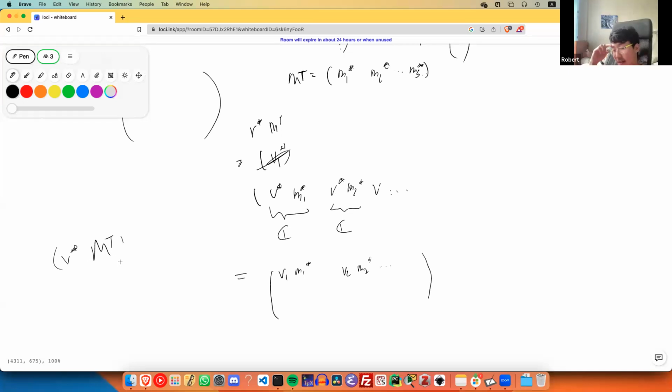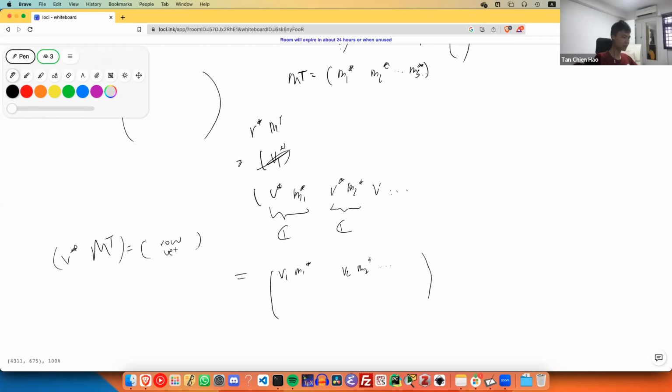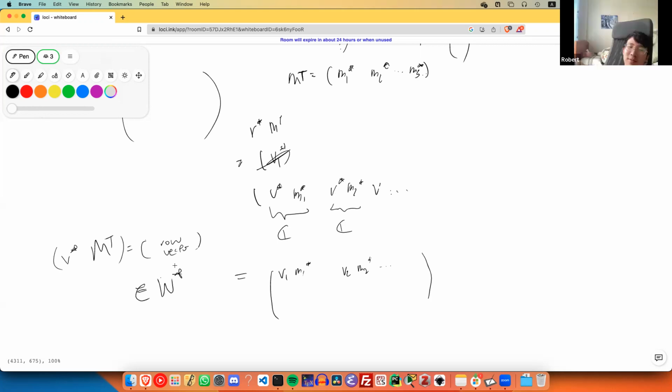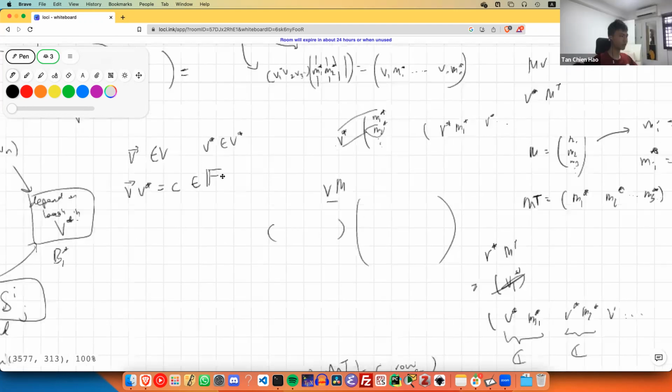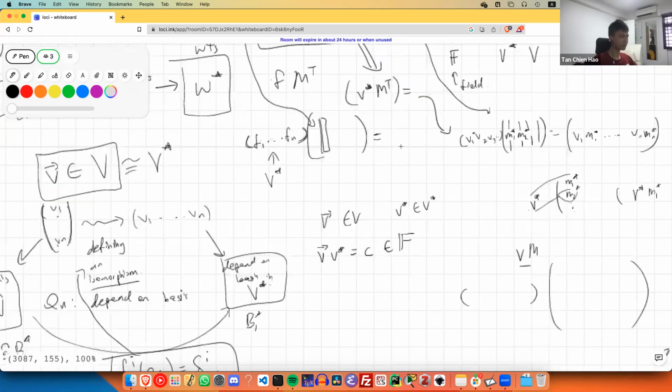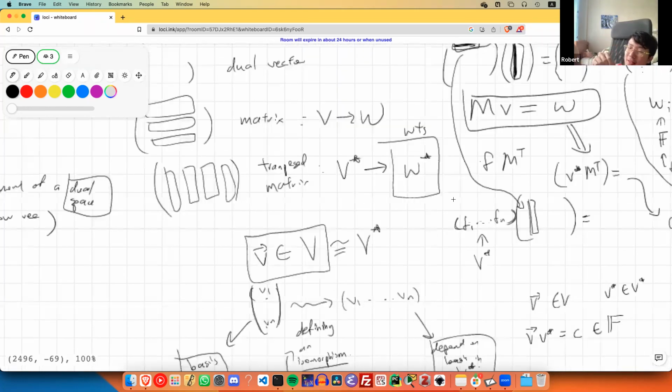dual, this is a row vector, and that makes a lot more sense now. This row vector is an element of W star, because if you transpose it back, then you just get back W. So at the end of the day, I guess to answer the question of what this means, that makes more sense now, right?